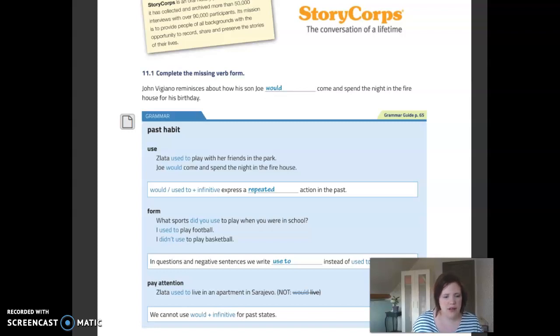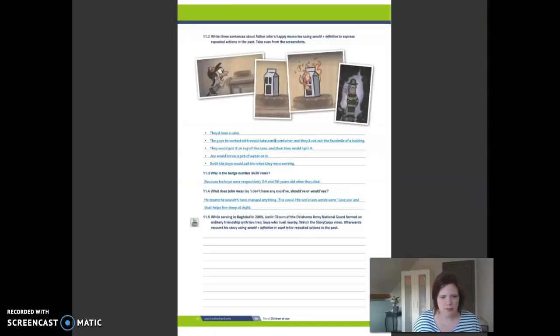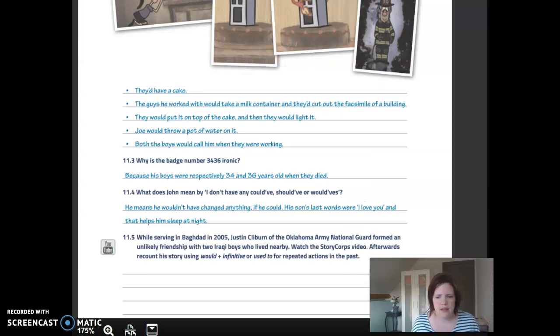Let's have a look at the next page and see. Let's see if I can make this a little bit bigger. Let's have a look and see if you guys manage to find or write down the sentences. 3 sentences about Father John's happy memories using would plus infinitive, which you then use to describe a repeated action here. Possibilities, if you have a look at screenshots and of course keeping in mind the video that you watched.